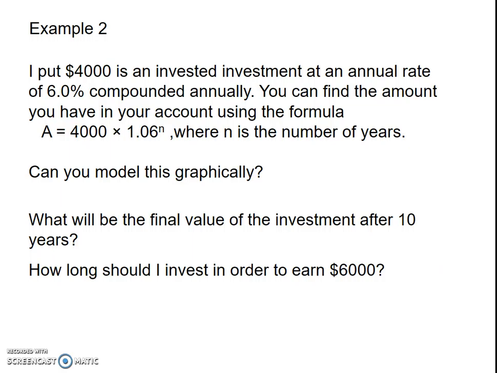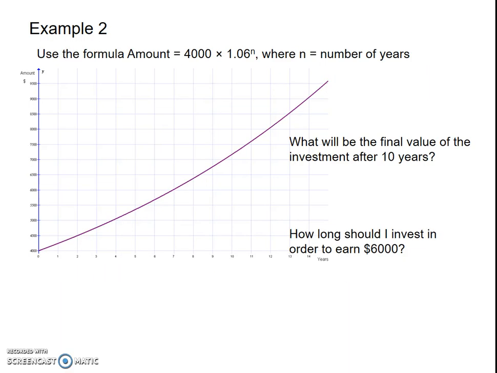Second example, okay, I'm doing compound interest. I have $4,000, I get 6% compounded annually. So my formula is 4,000 times 1.06 to the n, and n is the number of years. Okay, we'll do it graphically. There it is. That's what it looks like. What would be the final value in 10 years? Well, I go up from 10 and go across, and I can work out 7,163. Okay, you don't have to use a graph to do that. Just put it in the formula.